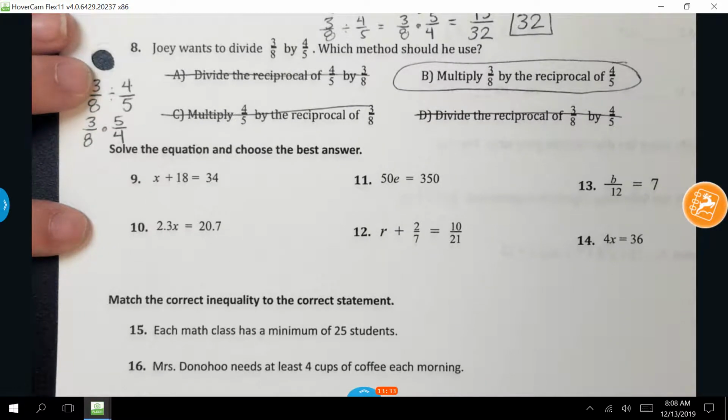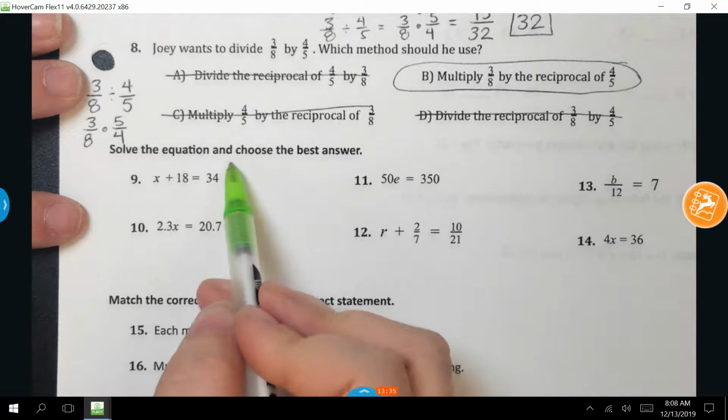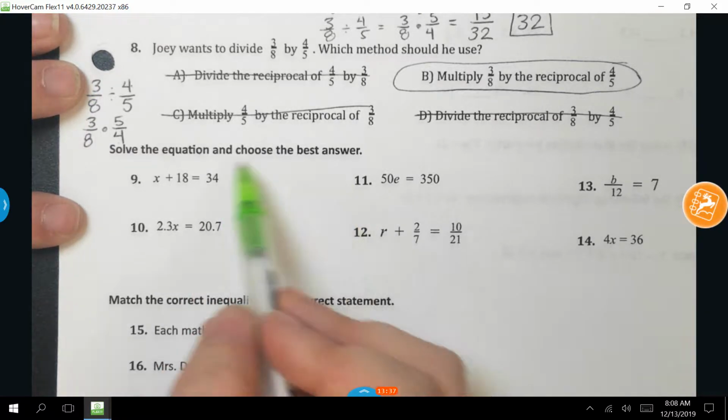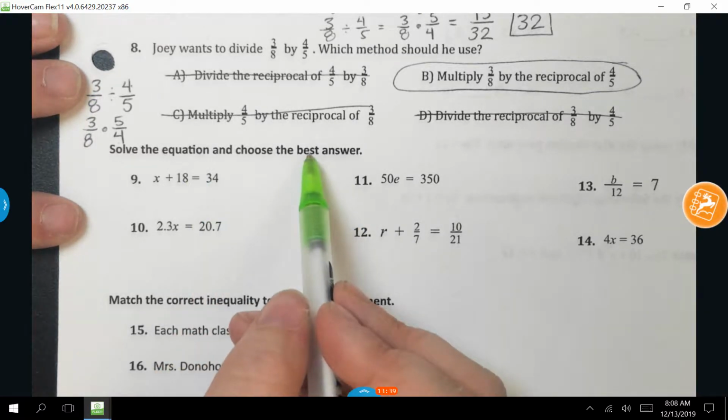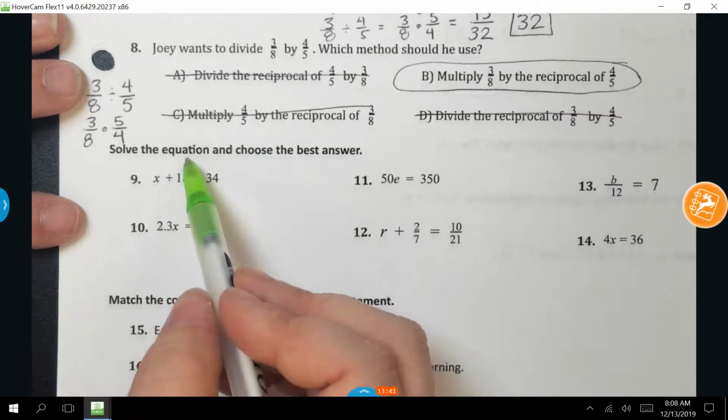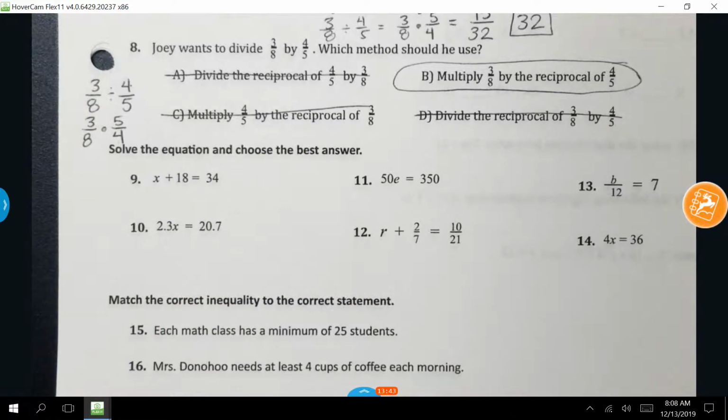All right. So now we're talking about solve each equation, choose the best answer. Does it say you have to check it? No, it just says to solve it. Now, if you're taking a test, would it be a good idea to check them? Yes, because you can catch any mistakes you made. But for right now, we're just going to solve. And remember, to solve it, what do you have to do?